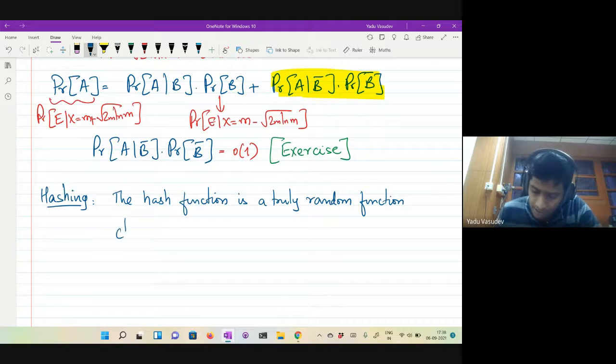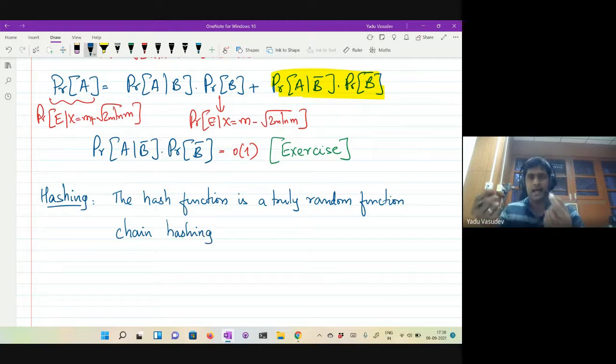And say you use chain hashing, which is basically that if two elements hash to the same location in the hash table, then you store them as a linked list, right? So what can you say about the expected running time of chain hashing? Say you are storing n elements in an n element array. You have n elements to store, and you have a hash table of size n. What is the expected running time of chain hashing?